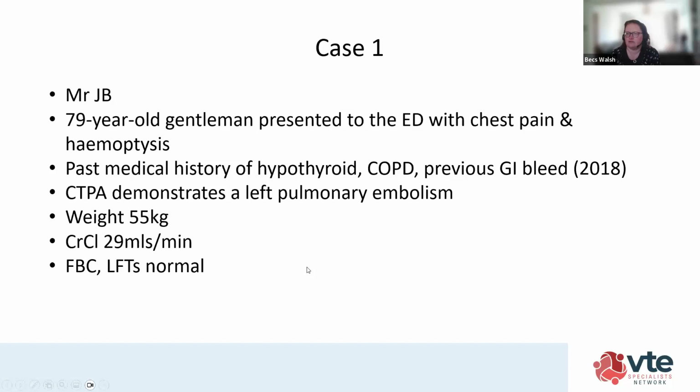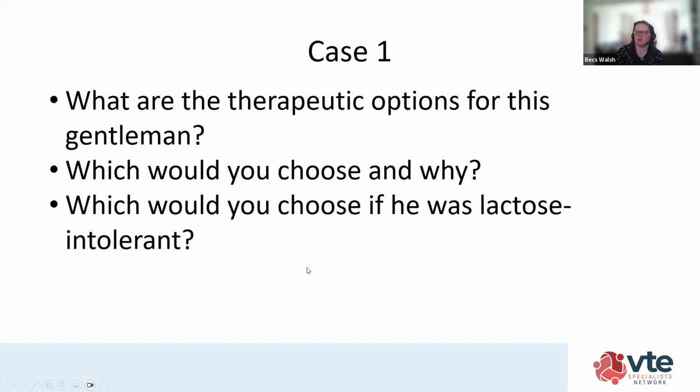So, question for the room. What are the therapeutic options for this gentleman? Which would you choose and why in the first instance? So have a think and tell us in the chat what you would do for this chap.